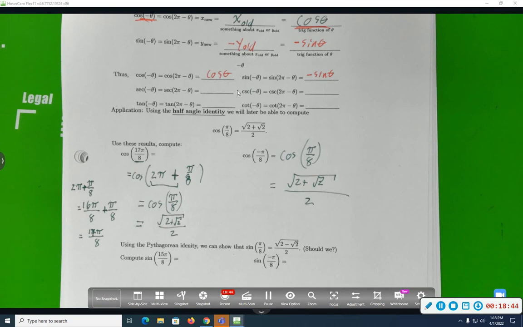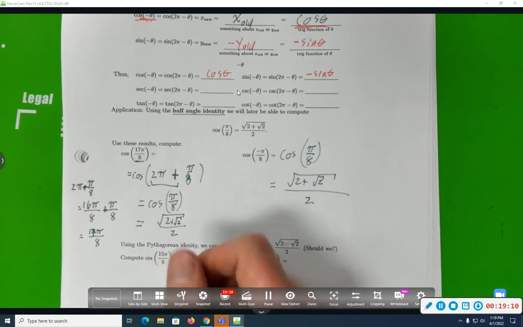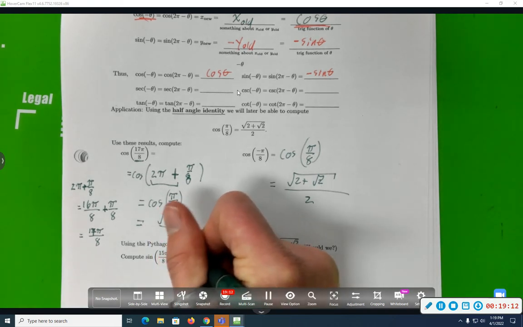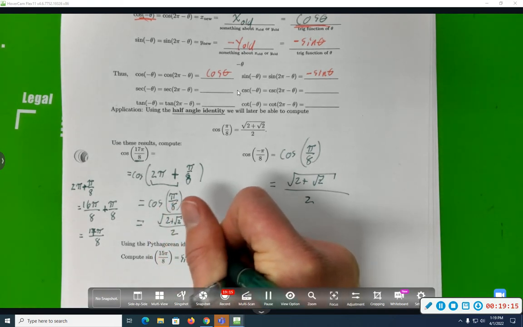Let's use this to do some computations. Let's try to compute the sine of 15 pi over 8. So 15 pi over 8 is close to 2 pi. In fact, how would you rewrite 15 pi over 8 in order to see a pi over 8 showing up? 2 pi minus pi over 8, because we actually just did that, didn't we? Sine of 2 pi minus pi over 8.